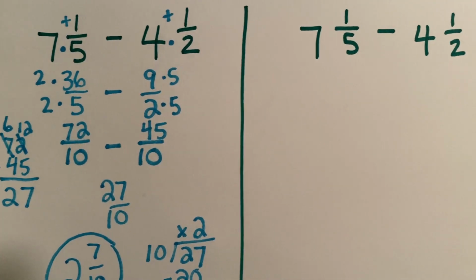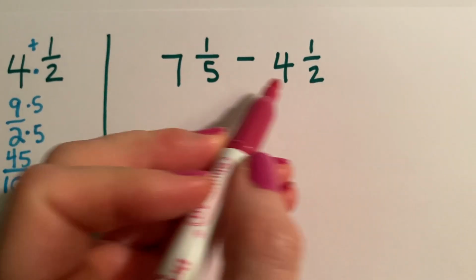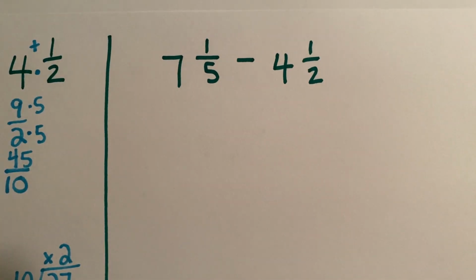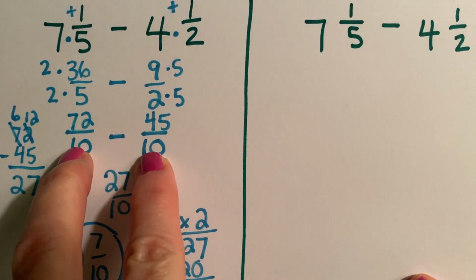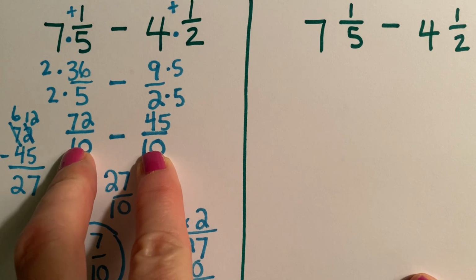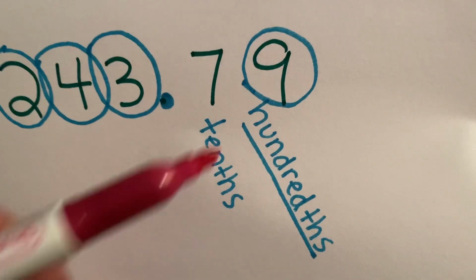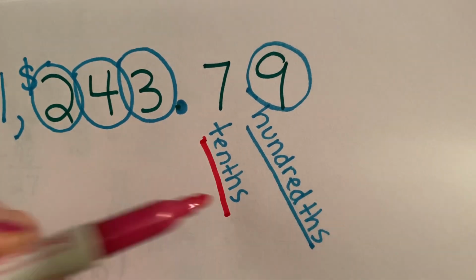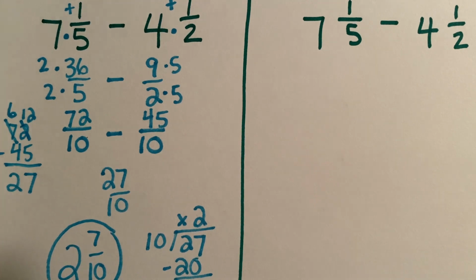But let's look at it a different way. If we look at these denominators, 5 and 2, well, we already know they can both grow up to tenths. Tenths. Tenths. So what if we do just that?